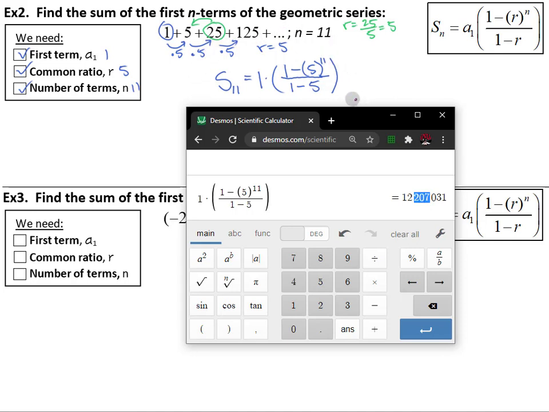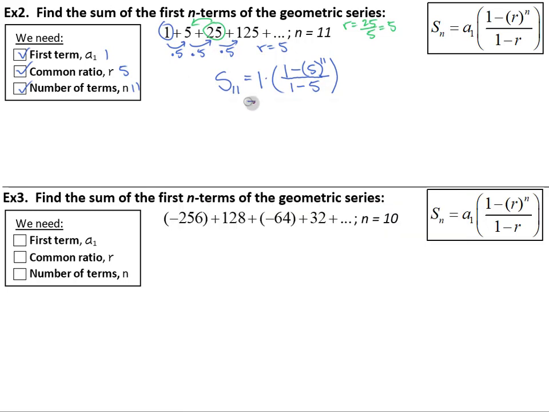12,207,031. Wow, if you generate 11 terms, keep in mind that list is going to get pretty large pretty quickly when you continually multiply by 5. That kind of exponential growth is huge. So a very, very large number, 12,207,031.